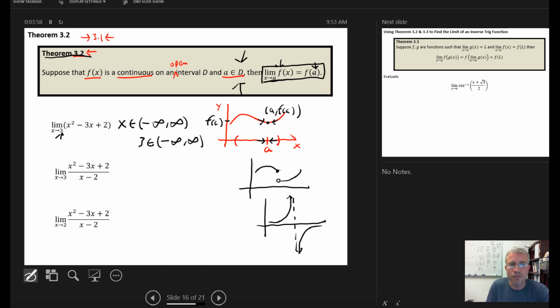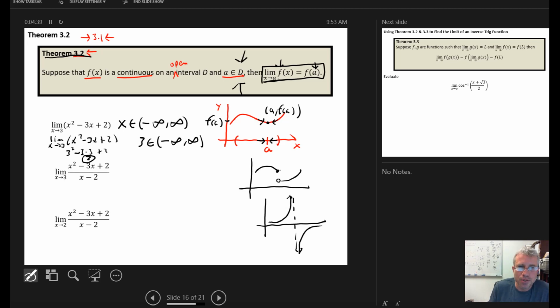And because the function x squared minus 3x plus 2 is defined for all real numbers, and 3 is a real number, to find the limit as x goes to 3 of my second degree polynomial, I can just plug 3 into it. So the limit as x goes to 3 of x squared minus 3x plus 2 is just going to be, and now I can drop the limit notation and just plug 3 into the function. 3 squared minus 3 times 3 plus 2 is 9 minus 9 is 0 plus 2 is 2, which is what we got in the previous video where we looked at this example using Theorem 3.1.